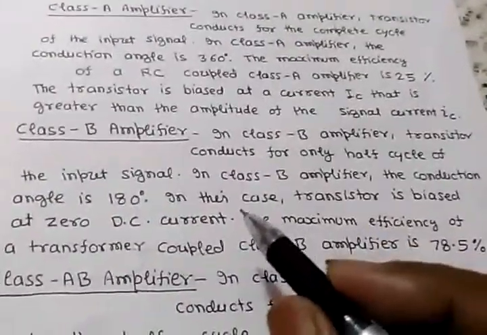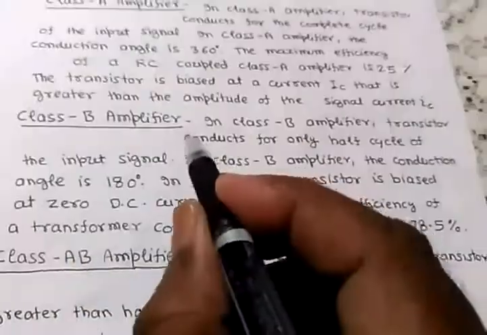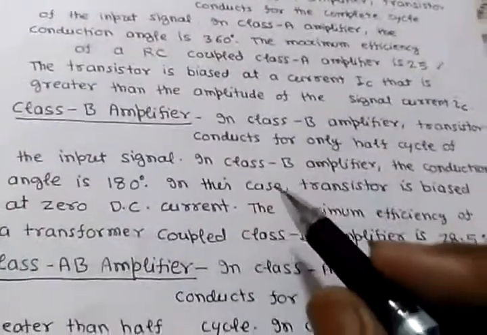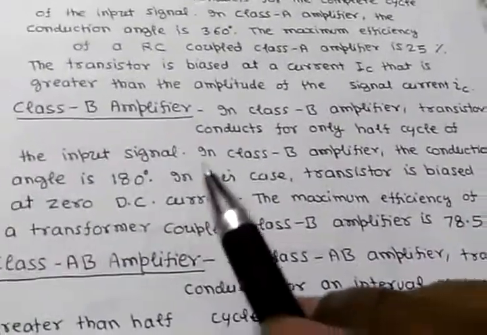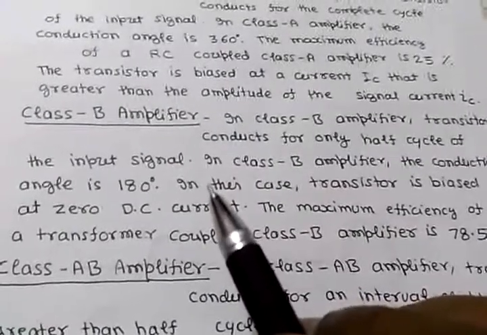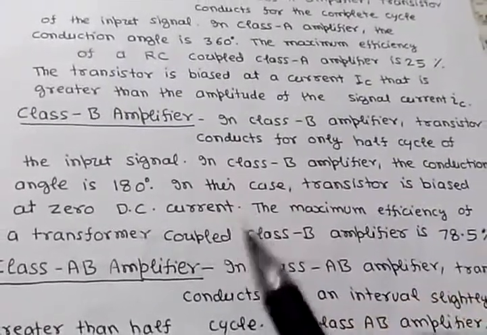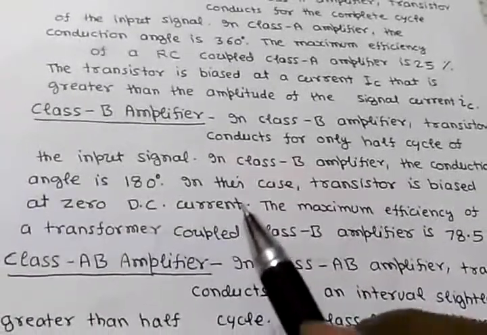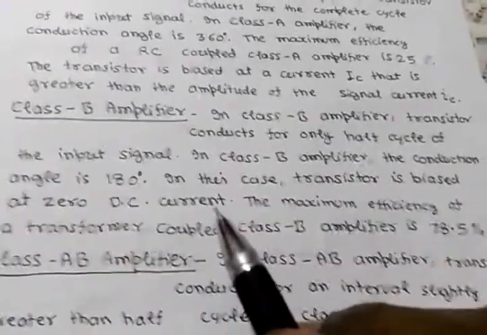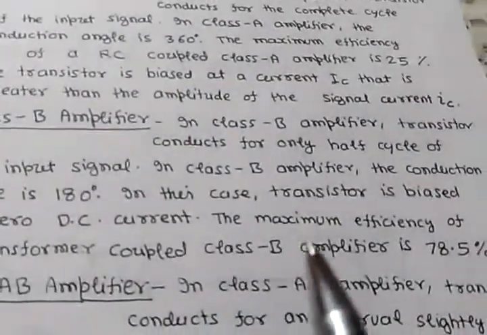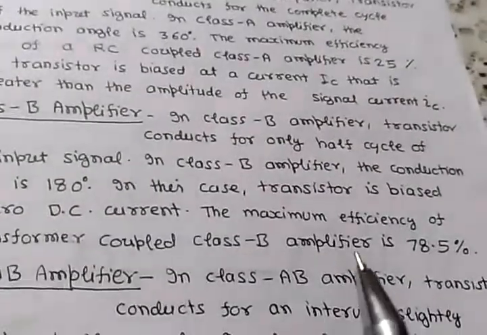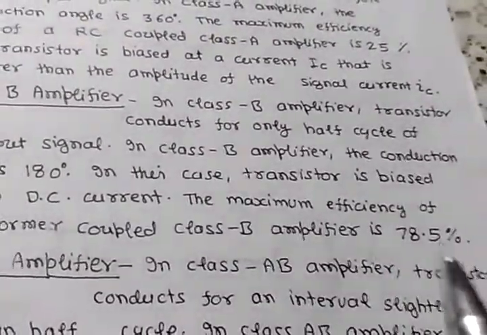Next type of power amplifier is class B amplifier. In class B amplifier, the transistor conducts only for half cycle of the input signal. It means in class B amplifier, collector current flows only either for the positive half cycle of the input signal or the negative half cycle of the input signal. It means conduction angle is 180 degrees in this case. The efficiency of class B amplifier is maximum 78.5%.